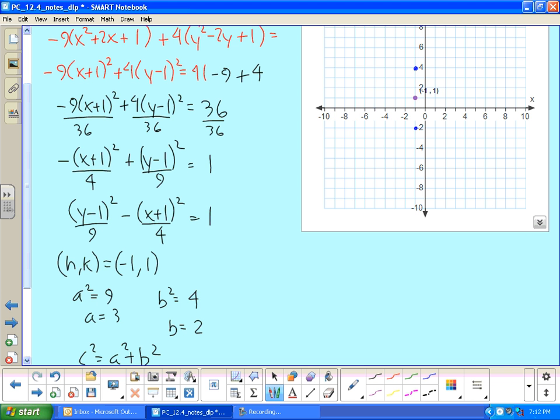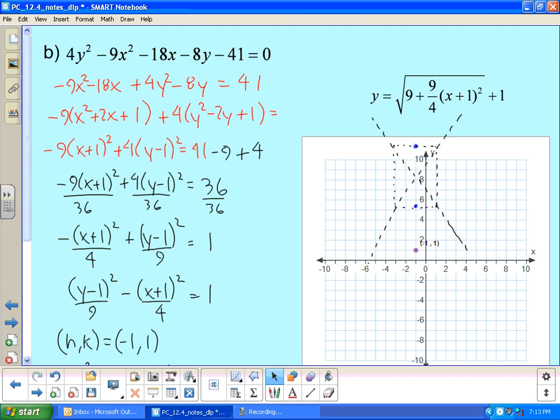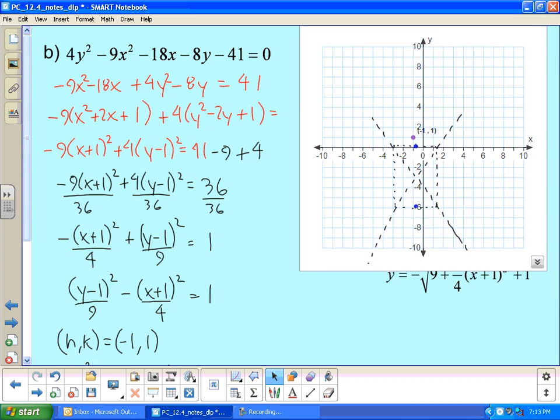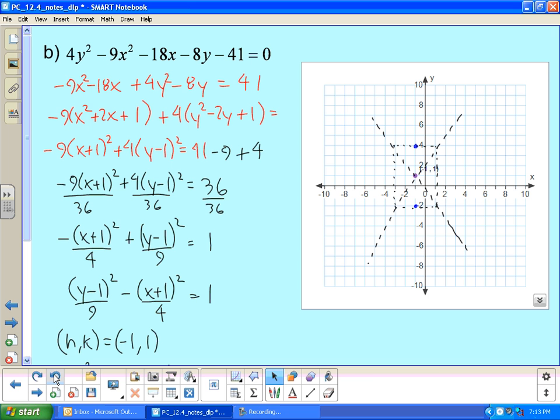My b is a 2. So I'm going to go out from there 2 and define my asymptote rectangle. Then I'm able to put in my asymptotes. And then generate my graph, which I don't think, oh, that was dumb. Put it back. There we go. So we're going to get something that looks like that and that.